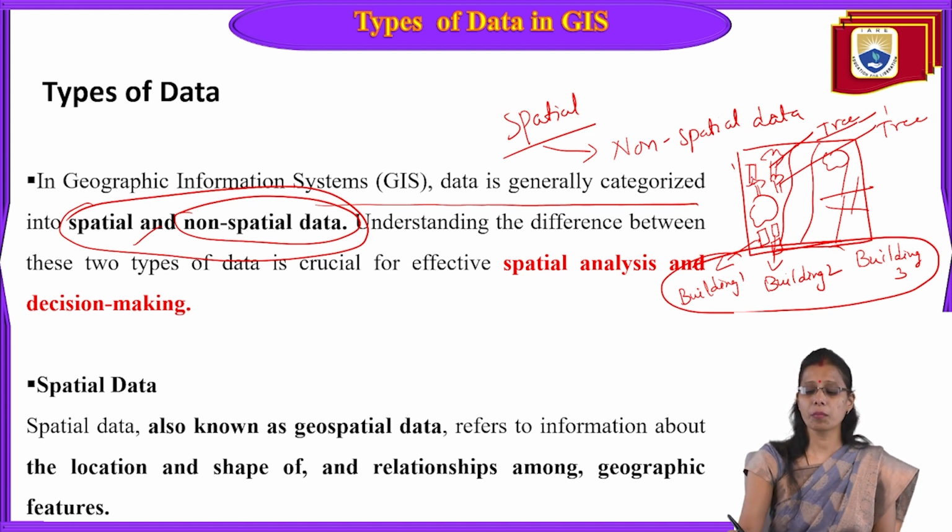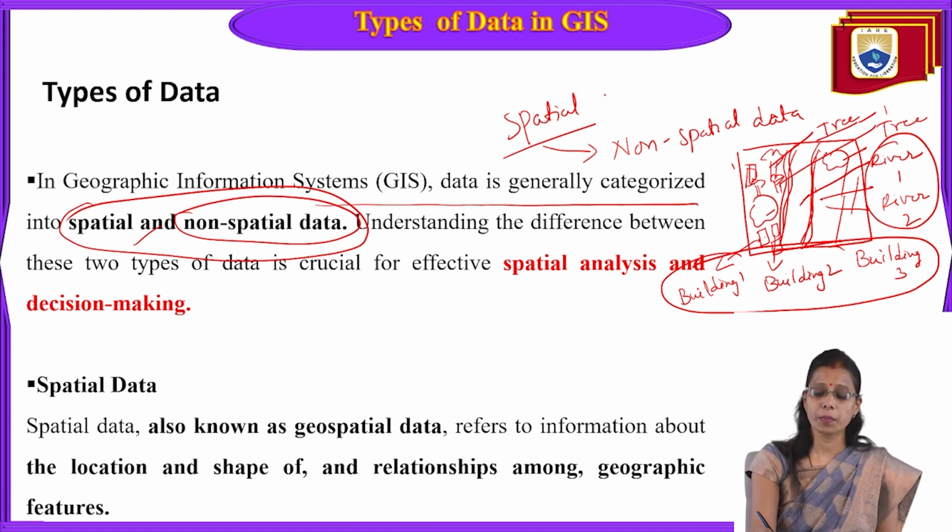And spatial data means this building, this tree, this lake, this forest area, this river. If you assign a name to this river, river 1, river 2, that becomes the non-spatial. And what is spatial? What you see here. This is the shape of the river. What you see here is called spatial.